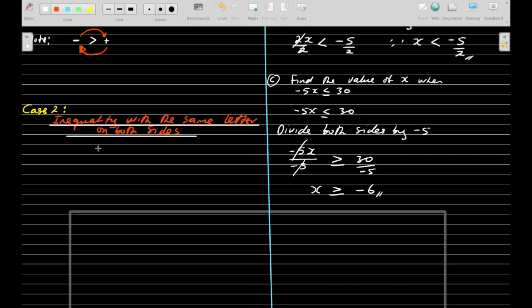We're going to consider case number 2 in our next class, which says inequality with the same letter on both sides. So we're going to consider this case in our next class.